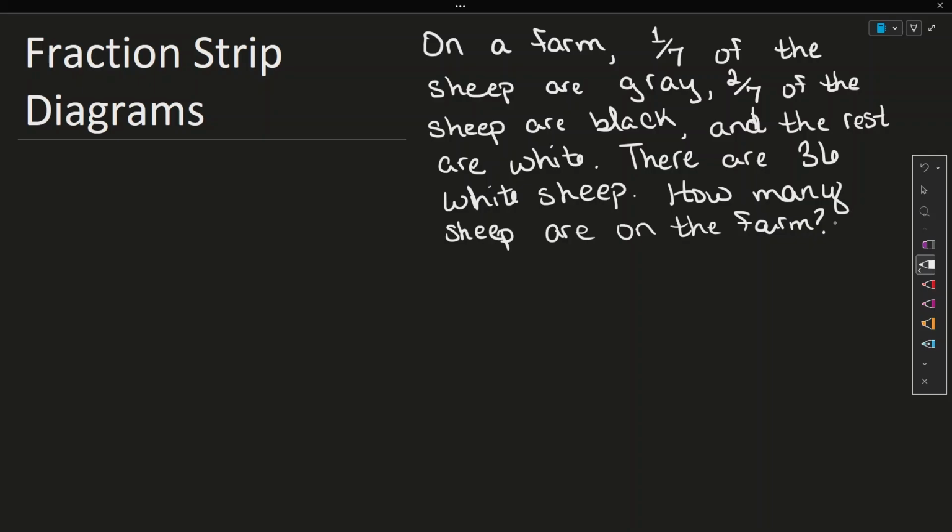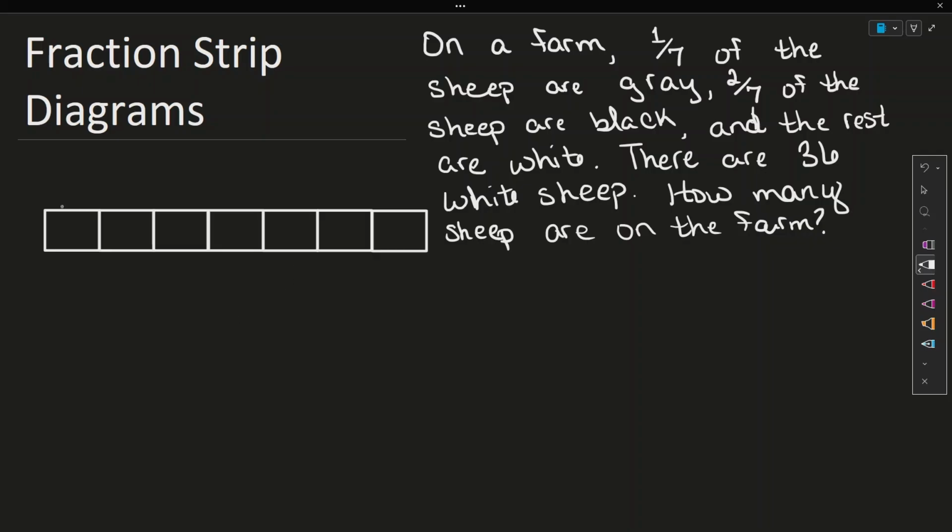Since our fraction has denominators of 7, we need our strip diagram to have 7 equal rectangles. One rectangle I'll label with a G for gray. Those are my gray sheep. 2 rectangles I'm going to label B for my black sheep. And then all of the rest are going to be white. We can see that the gray and the black together does account for a total of 3/7.